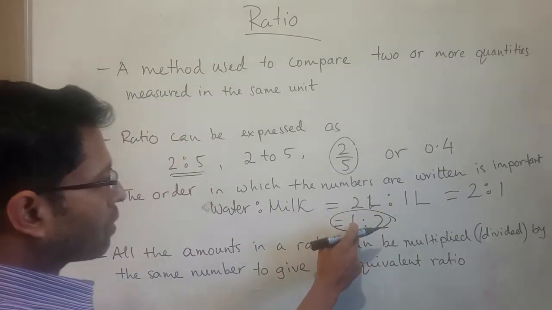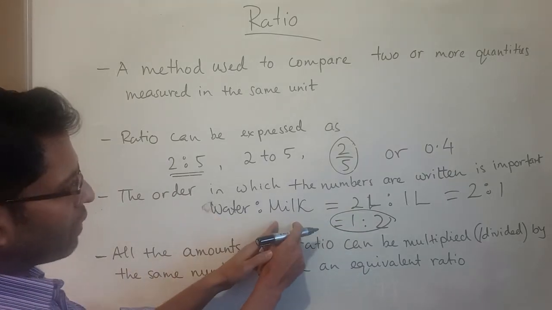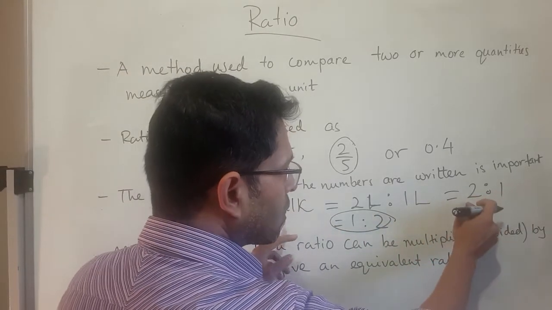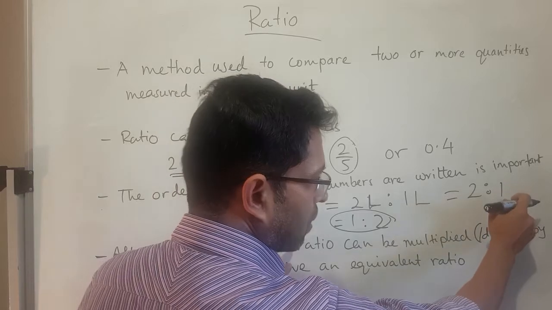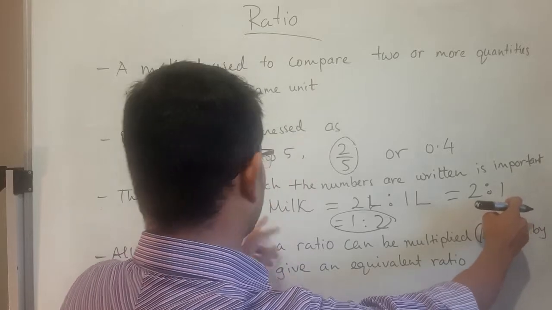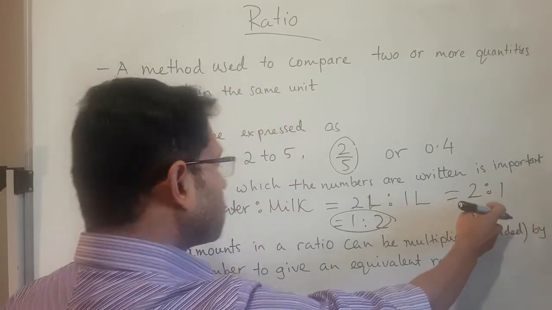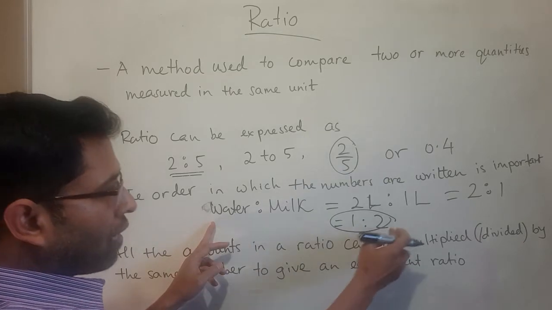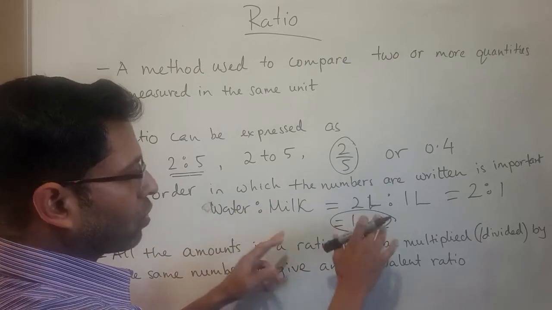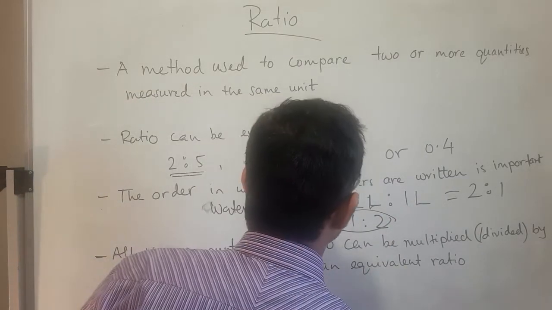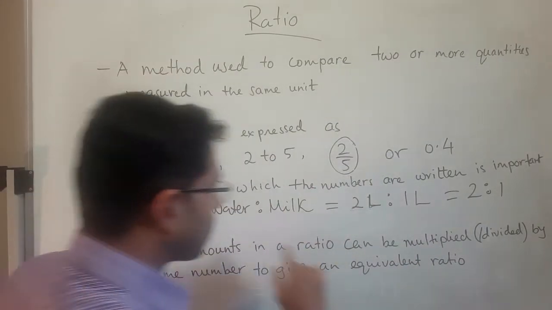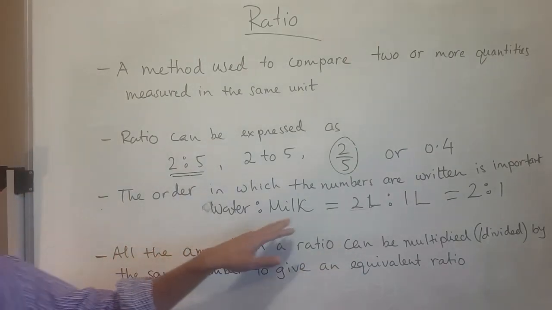Why? Because that 1 represents the first, because we are writing water first, then milk. So when I'm saying water to milk, it is water to milk. So water 2 liter and milk 1 liter. But if I write it the other way, then it means 1 liter water and 2 liter milk. So your proportion is completely changing. So make sure when you are writing the ratio that your order is always consistent. If you write water to milk, it should be water to milk there.